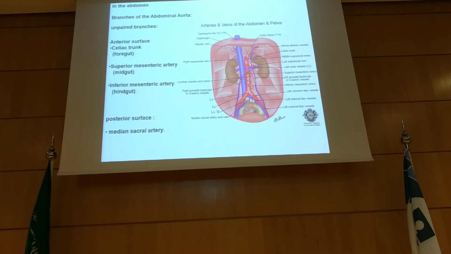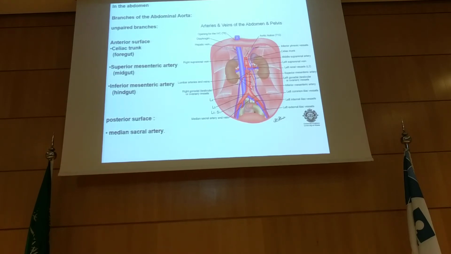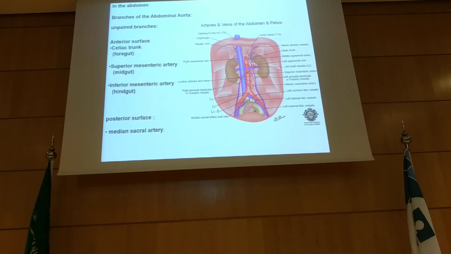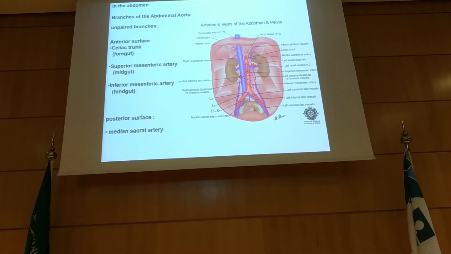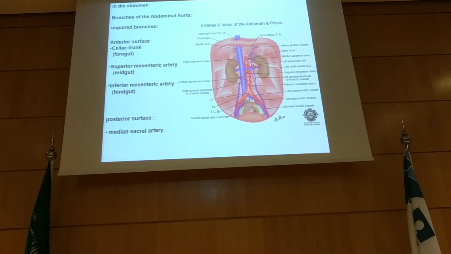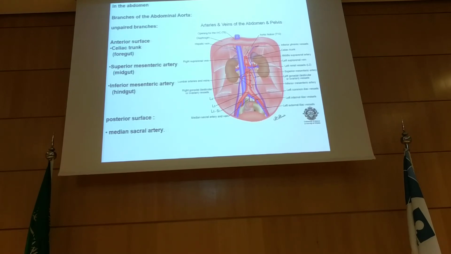But the major ones are 3: celiac, superior mesenteric, and inferior mesenteric. Now, remember foregut, midgut, hindgut? Celiac is for foregut. Superior mesenteric, midgut. Inferior mesenteric, hindgut. So I'll make your life easier. If you remember this, then it will be easy to remember the rest of the blood supply.